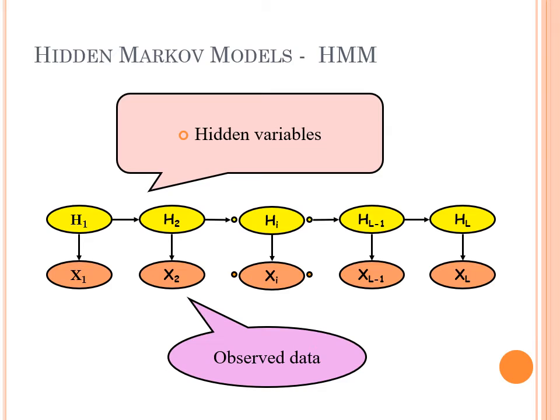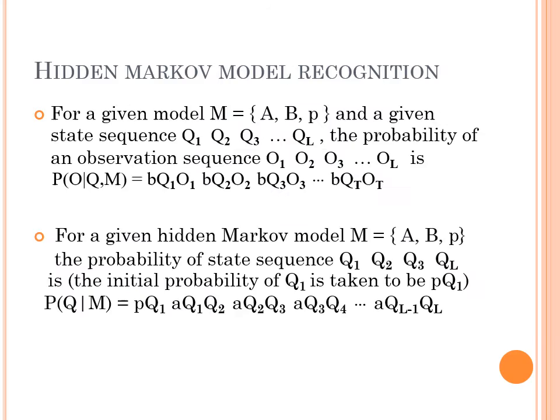So what is a hidden Markov model? If you see here, these are the hidden variables, and this is the observed data. The h1, h2, hi, h l minus 1 up to l are said to be hidden variables, and this is the observed data. Now, how can we recognize the speech signal with the help of this hidden Markov model? That is what we are going to discuss now.